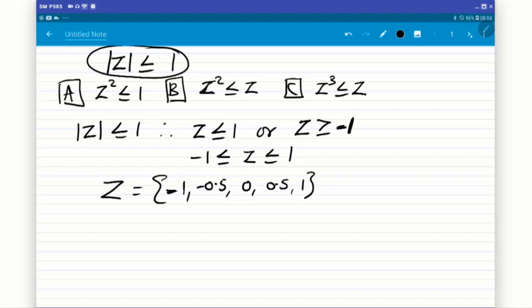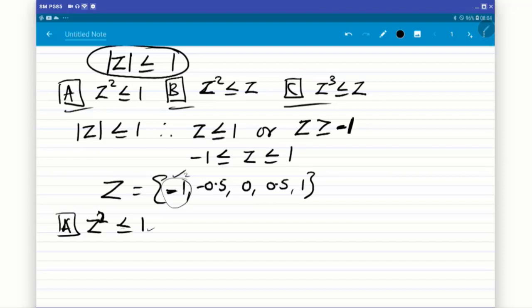Alright, so let's now see which of these 3 will be true with all these values. Yes, we have to test with all to be sure that it will always be true. That's because it must be true. Like anytime, any day, with any of these values, it will always be true. So option A says z squared is less than or equal to 1. So now, if my z is minus 1, minus 1 squared will give me 1, which is equal to 1. So that is true.